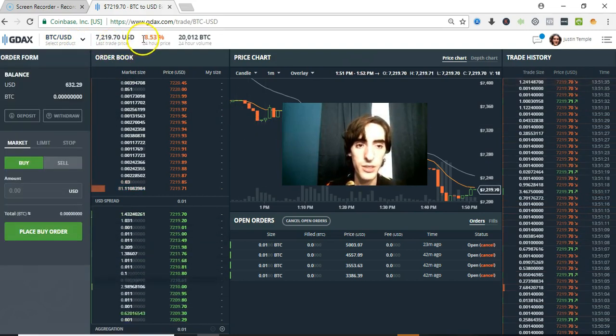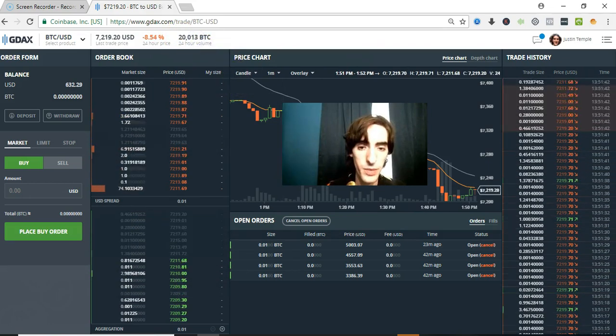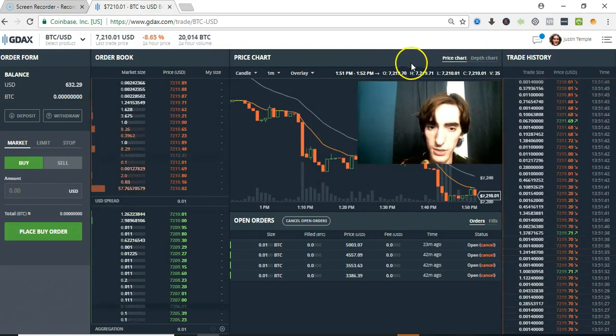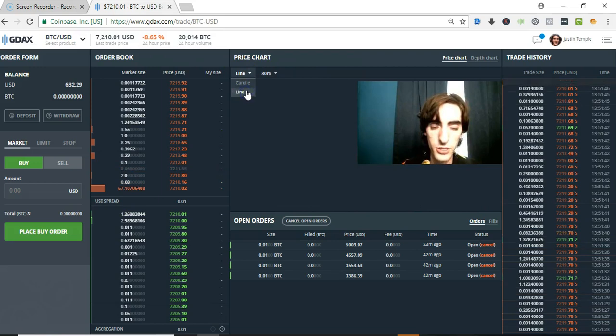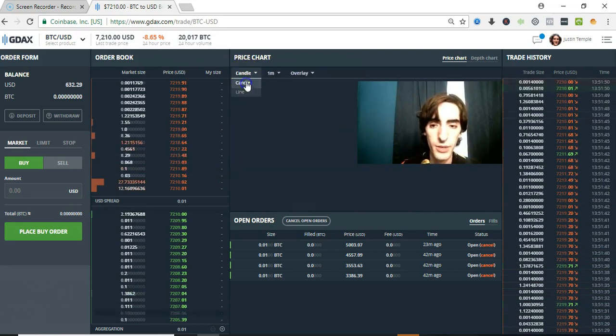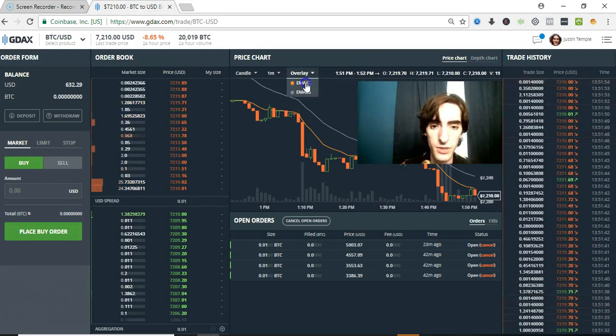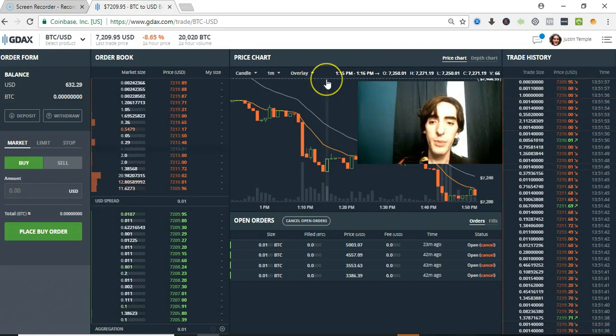Here's the price. Here's the overall growth or shrink or whatever. And then here's the 24-hour volume. You can also change your candle to a line chart, which I don't recommend. You can also change time intervals, and you can change the overlay, or add or take away the overlay. I recommend having both.